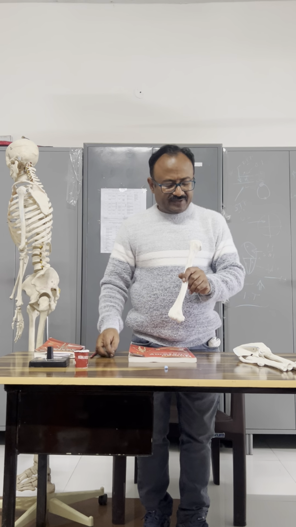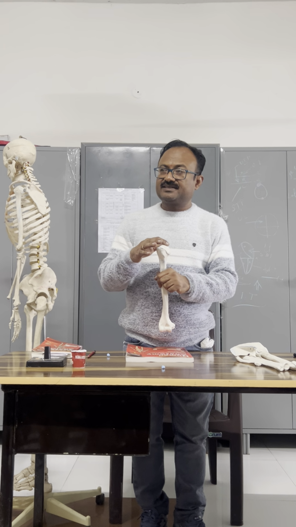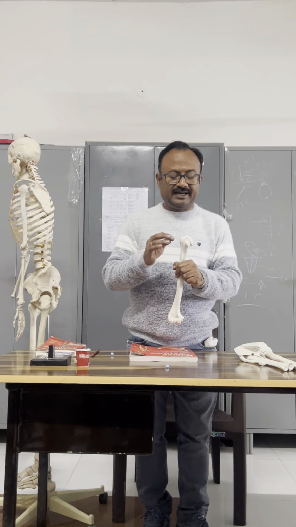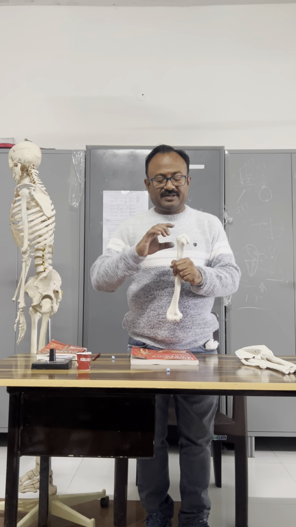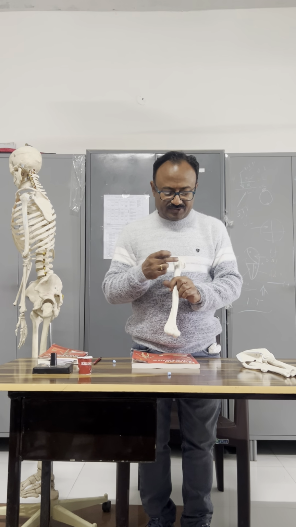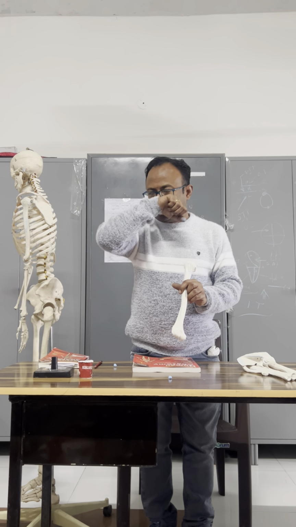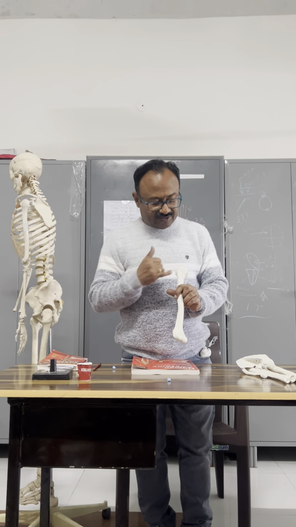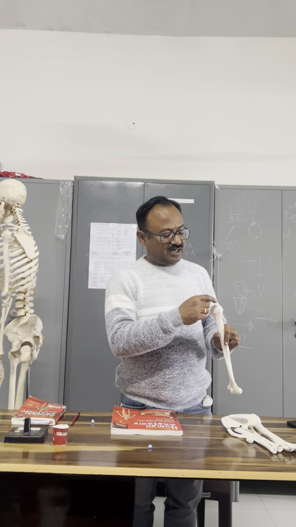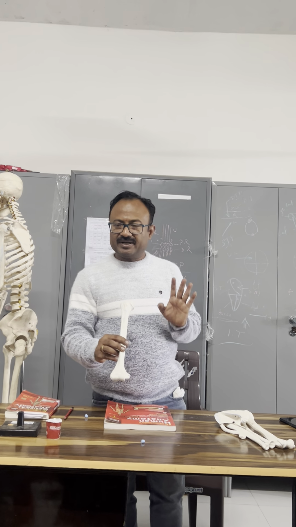Now what we have seen in the upper end: the head which articulates with the glenoid cavity of the scapula to form the shoulder joint, the anatomical neck which separates the head from the upper end, and the surgical neck which separates the upper end from the shaft. We also find the lesser and greater tubercles, and the sulcus between them called the intertubercular sulcus or bicipital groove, and the three impressions on the greater tubercle. Done. So the upper end is done.